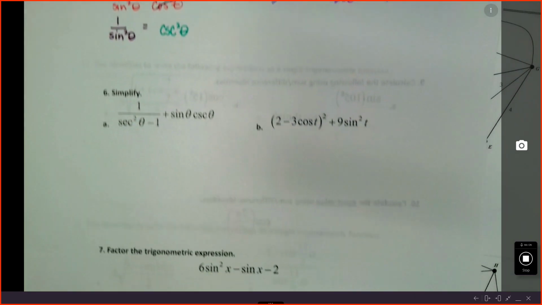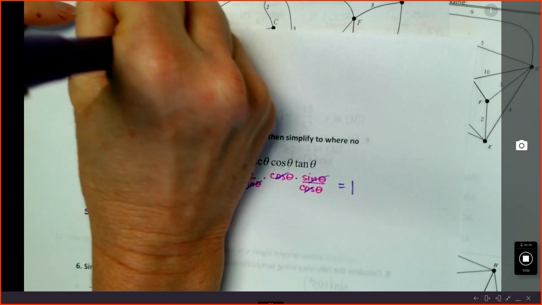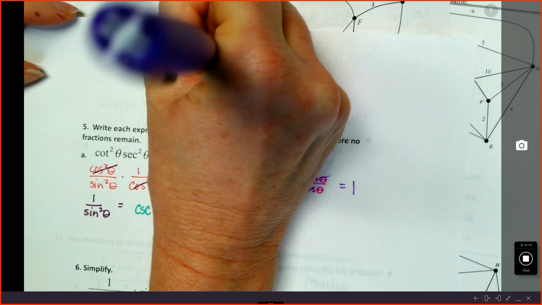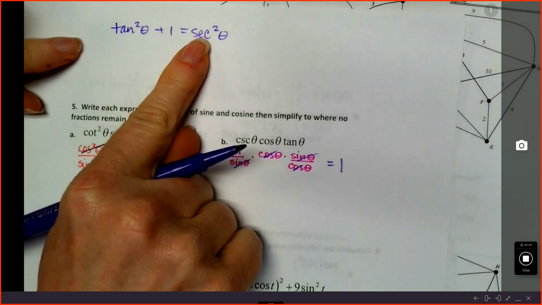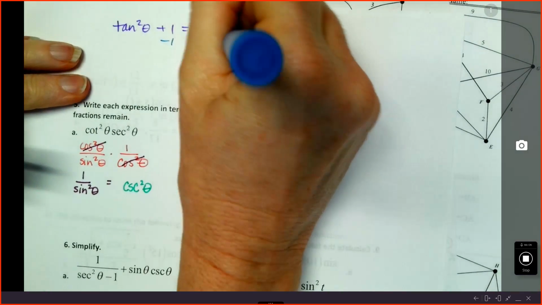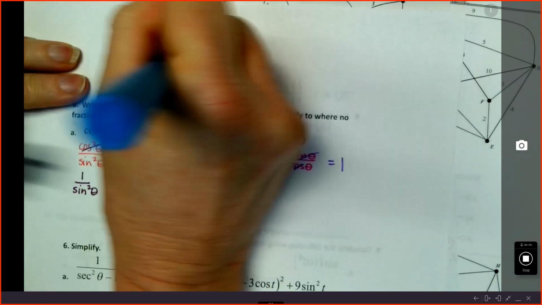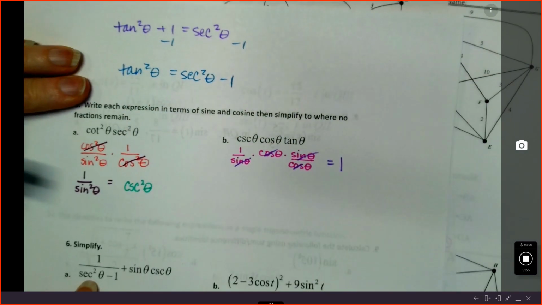Alright, so we're still simplifying on 6. Remember, anytime you see something squared with a 1, that means it is probably a Pythagorean identity, and you have to have them memorized. The Pythagorean identity that has secant in it is tangent squared theta plus 1 equals secant squared theta. If I rearrange this by subtracting the 1 and moving it to the other side, I end up with tangent squared theta equals secant squared theta minus 1, and that's what's on the bottom of this fraction down here.